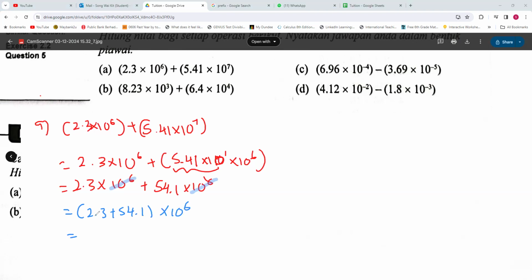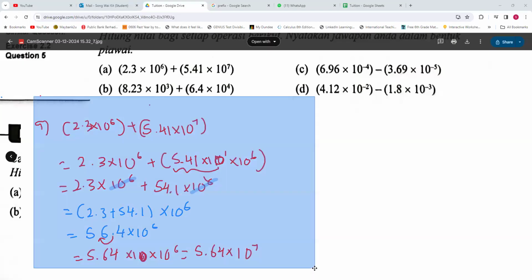All right. Then here you just press your calculator, you get 56.4 times 10 power 6. And for the very last step, you have to ensure that your answer is in line with the standard form. So I need to just move the decimal by 1. So 5.64 times 10 power 6. This will give us 5.64 times 10 power 7. Okay, I'll give you guys some time to write the answer.